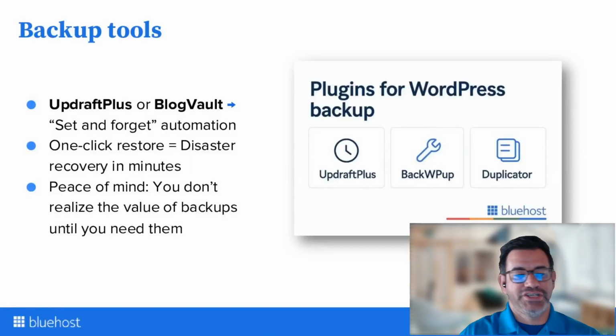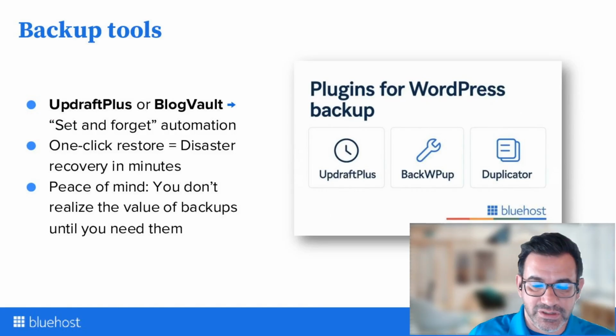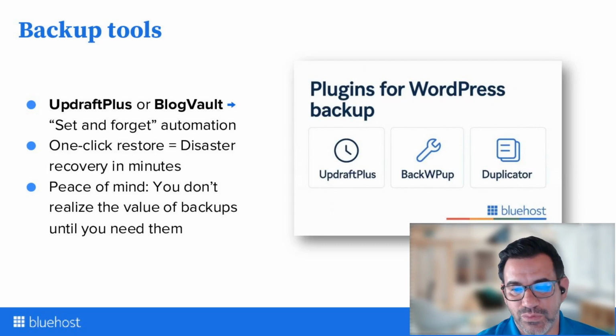All right, chapter 3. We talked a lot about some of the things that we need to do. Now let's talk about the tools that are going to help us do this. We're going to go in the order of the way we should have our workflow. So if you remember, what we said first is we were going to back up. These are just two that we know of. Updraft Plus and BlogVault are very good set and forget automations where, like I mentioned, you can set up the time where you want this to happen.